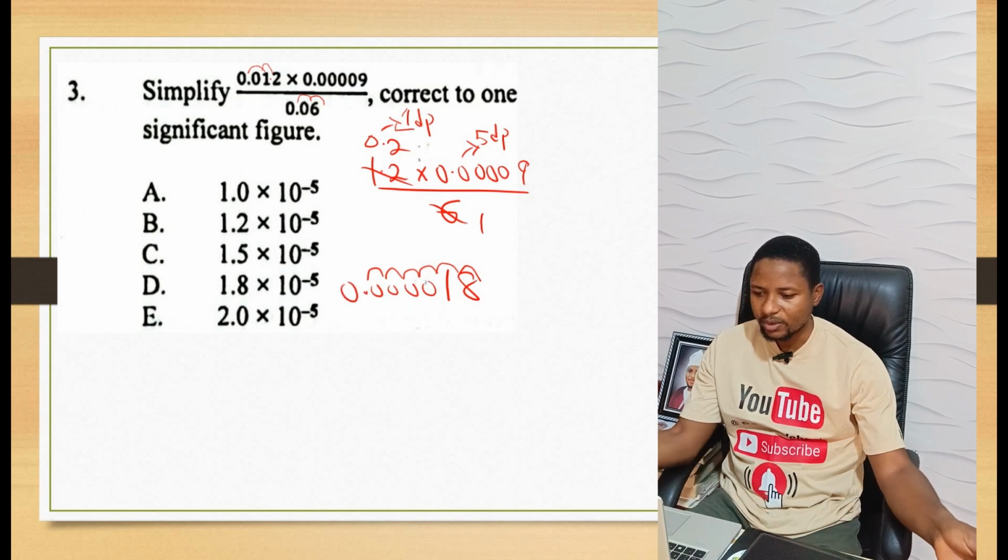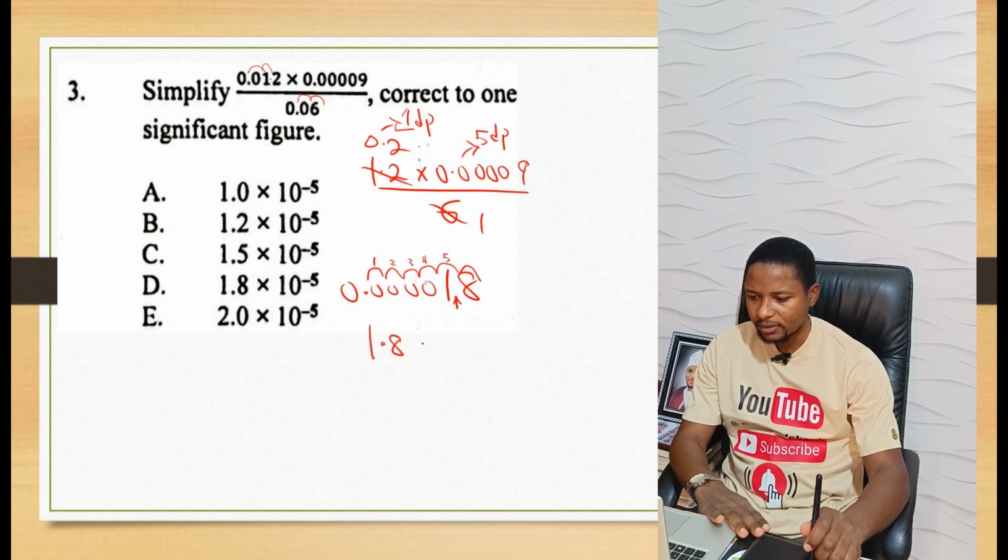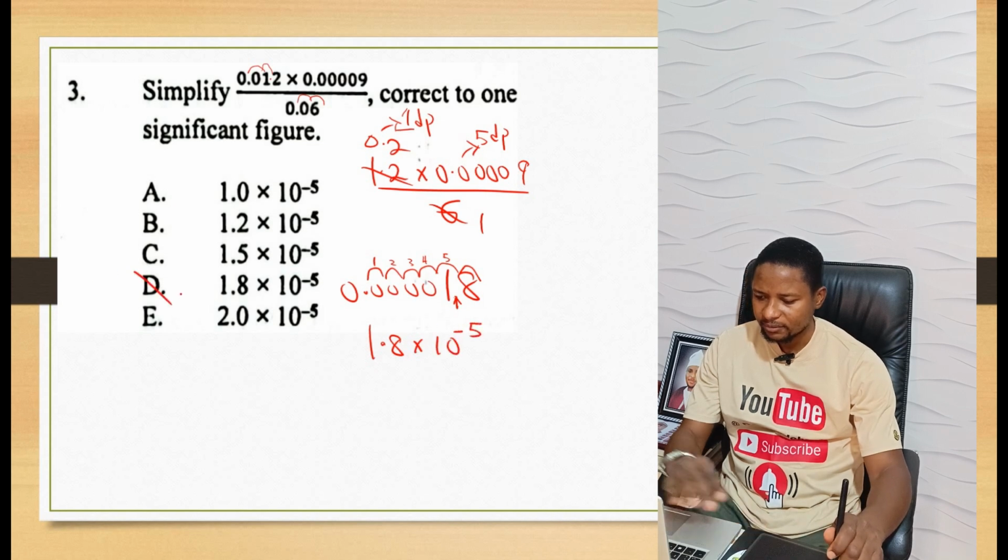But because the question asks us to leave the answer in standard form, you're going to take the decimal point to the front of the first non-zero digit, which is this position. So count the number of times you move the decimal point: 1, 2, 3, 4, 5. So you have 1.8 times 10 raised to the power of negative 5. So your answer is D.